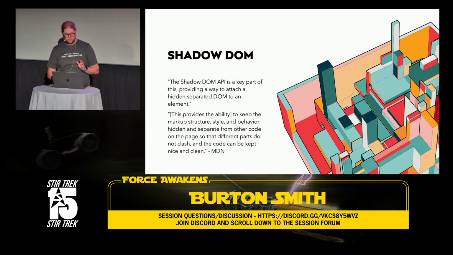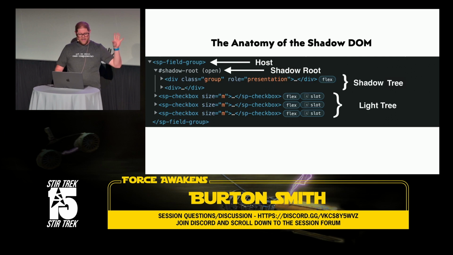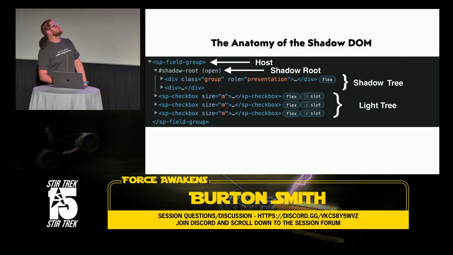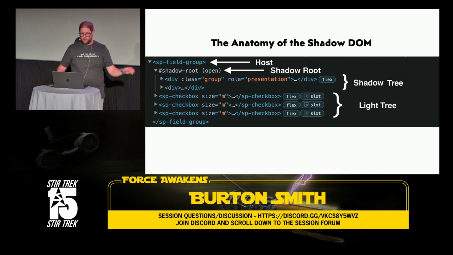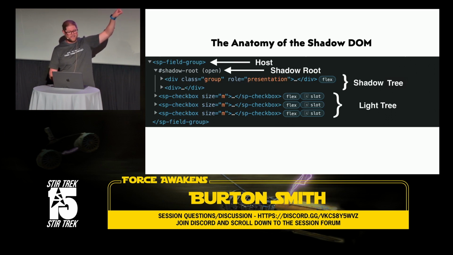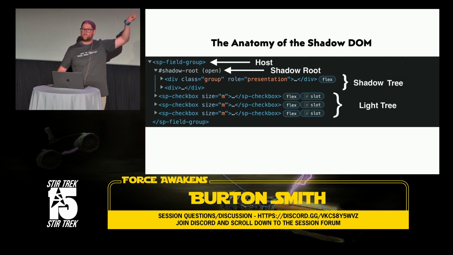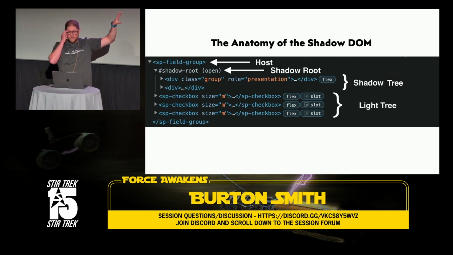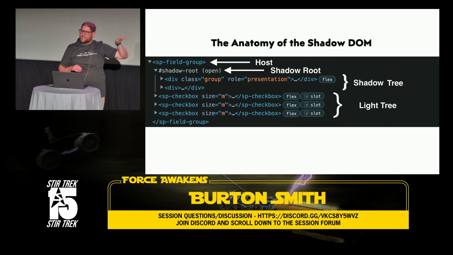It's awesome. So this is just kind of a quick anatomy of how this is using the Adobe Spectrum field group, just a quick example. So that's their element, a field group. And then you'll see there's this node right there called hash shadow root. And that's the shadow DOM where those elements live in there. And so that's how they stay isolated from the rest of the application. But then we have these elements that get slotted in called checkboxes, and those live in the light DOM, so they can be styled in the light DOM.